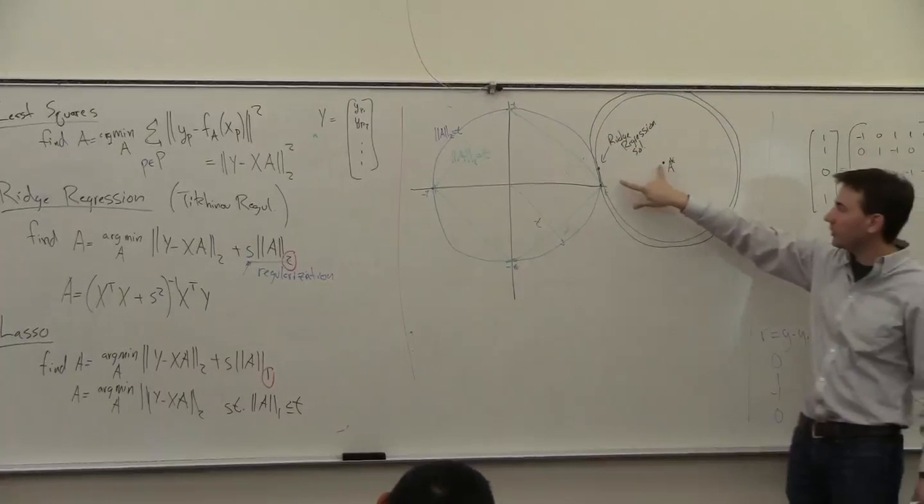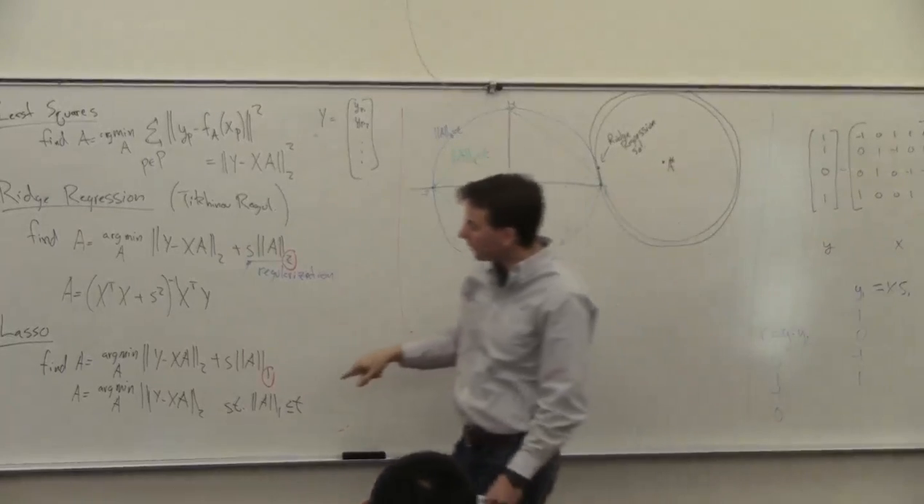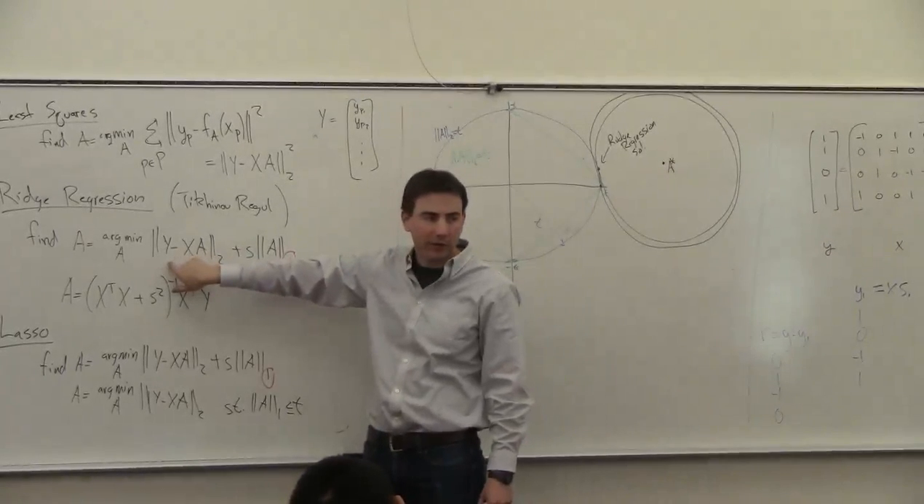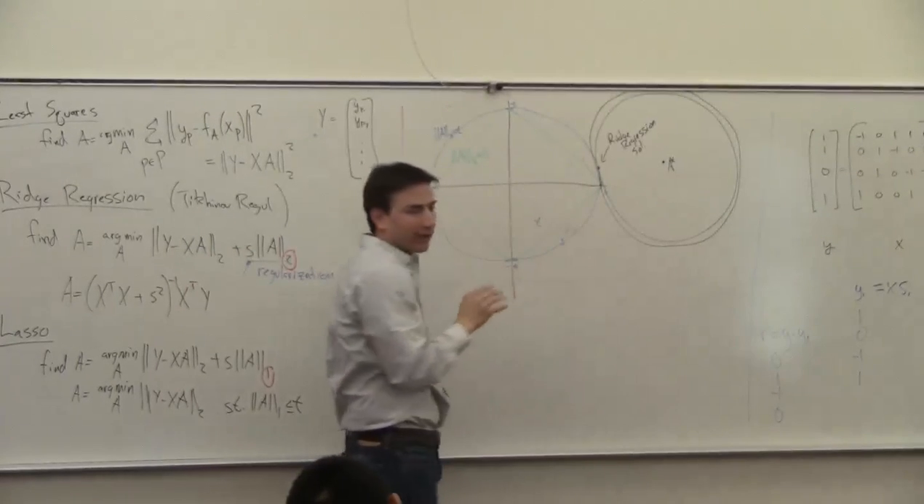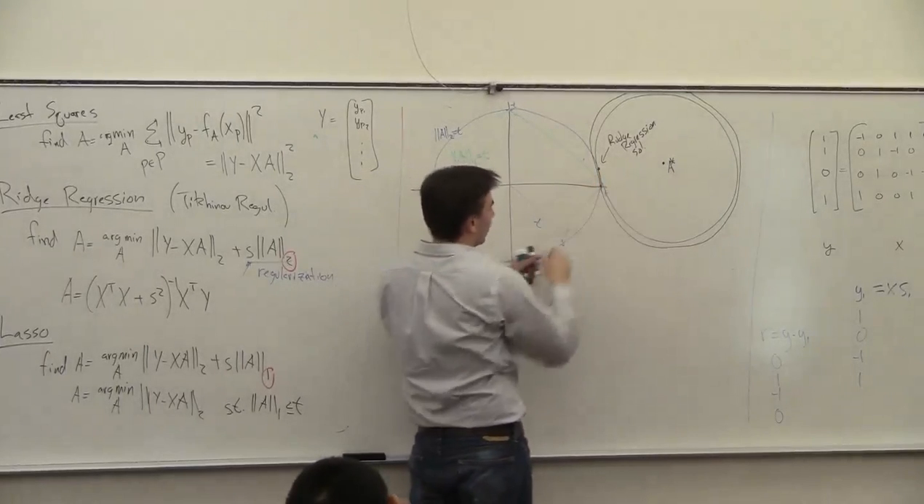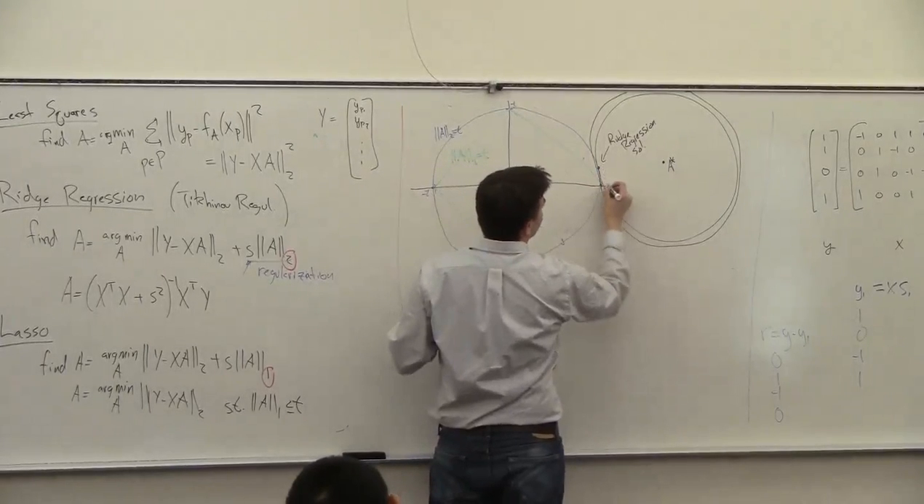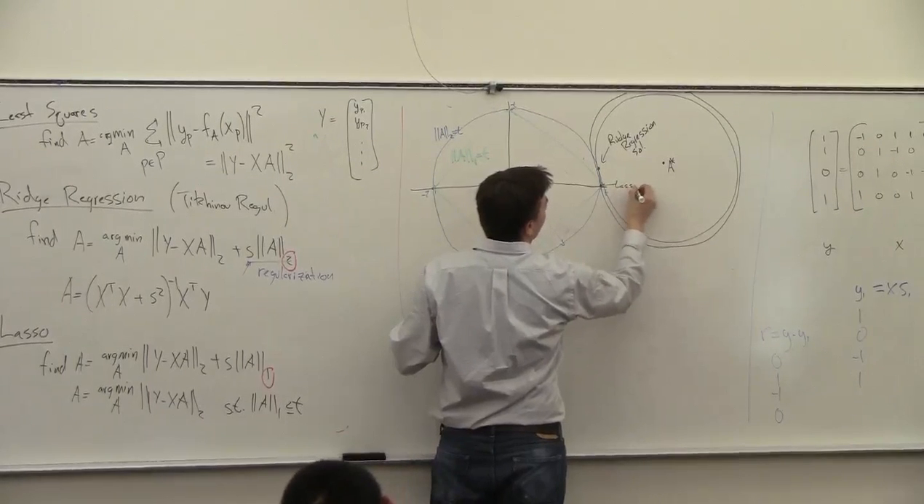And so this is the additional L2 cost I pay. I've got this L2 cost, which is as good as I can do, and I'm paying something a little bit extra because I've got this regularization term. So this is the cost of the ridge regression solution, and this is the cost of the lasso solution.